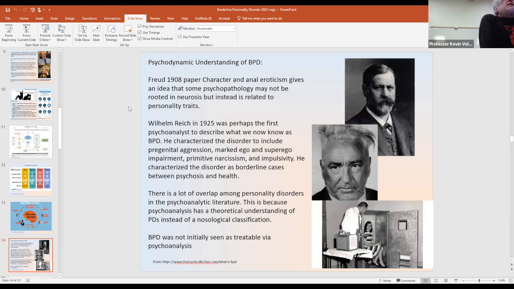He may have been the first guy to use the word borderline, or maybe it was an earlier guy. I think there was another earlier guy who used it. He was one of the first to use borderline, the word for borderline cases between psychosis and health. So this is in between psychosis and health.